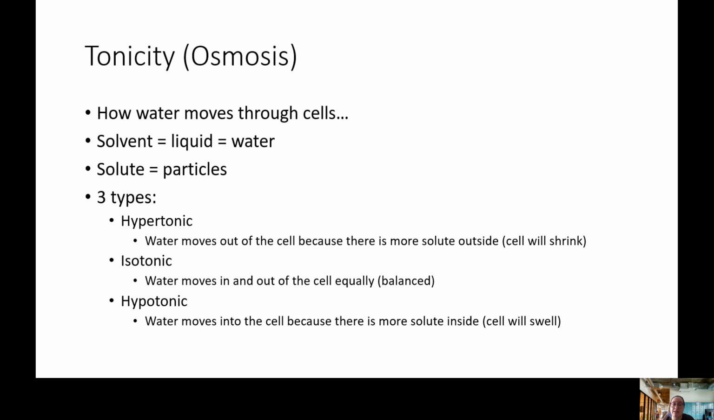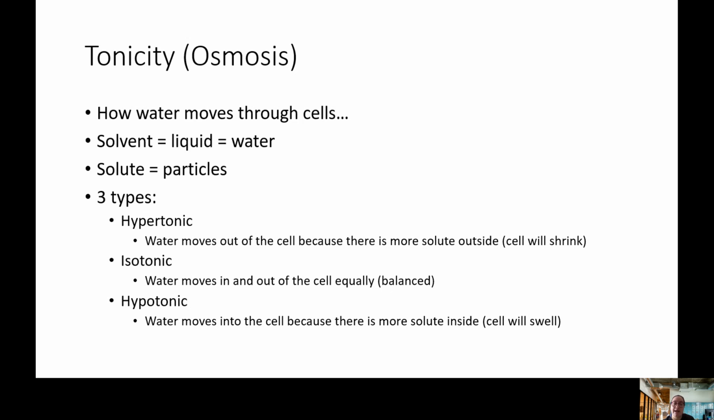So the solute and the water are going to be opposites. If there's a lot of water, there's not a lot of solute, okay? So this is moving outside of the cell towards more solute, towards less water. That means the cell's going to shrink because the water is moving out of the cell. Isotonic is when you have water moving in and out equally, so it's a balanced cell. Hypertonic, since it's moving outside, the cell will shrink, right? If you release water from a water balloon, the balloon shrinks.